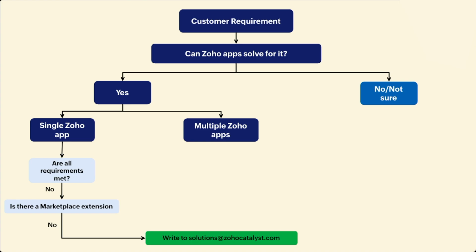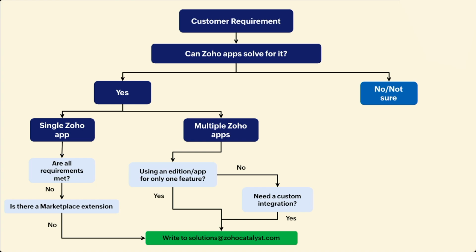If it's a multi-Zoho app opportunity, we want you to check if you're using any addition or feature only for one particular service or one particular use case or edge case. In that case, chances are that that can be fulfilled by using Catalyst. In case you still have to use multiple Zoho services, you want to check if there is a custom integration that's required, and that's something that we can help you with.